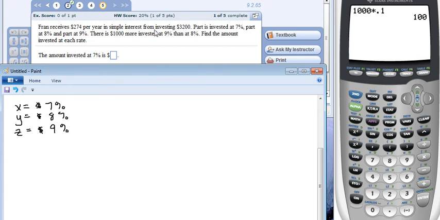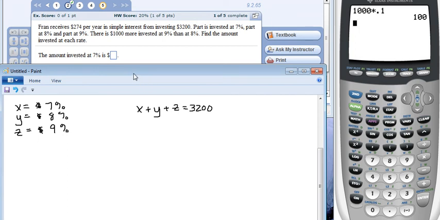Okay, so from this right here, she invests $3,200 total. Well, there's one equation. However much she puts in the 7% plus however much she puts in the 8% plus however much she puts into the 9% account. These are dollar amounts now. So this is the principal that she's putting in. This all has to equal $3,200. Okay, so there's one equation for you.